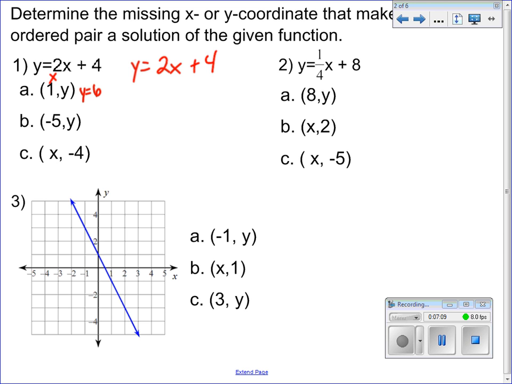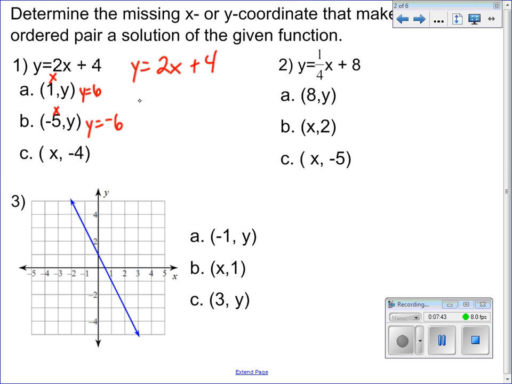For option B, we're going to put negative 5 in for x. So we're going to have y equals 2 times negative 5 plus 4. 2 times negative 5 is negative 10, plus 4. Negative 10 plus 4 is negative 6. So y equals negative 6. So we found out in order for this to be a solution to this equation, y must equal negative 6.